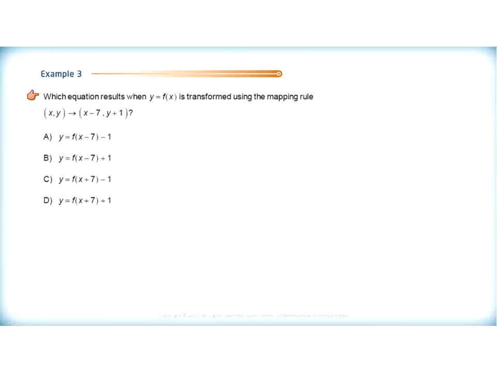Let's have a look at a couple of examples here that involve multiple choice, which is probably what you're going to see on a public exam. Which equation results when y equals f of x is transformed using this mapping rule? We got (x - 7, y + 1). You should know now that that's a horizontal translation of negative 7, a vertical translation of positive 1. You may want to pause the recording for these multiple choice questions and try it yourself before you continue the recording.